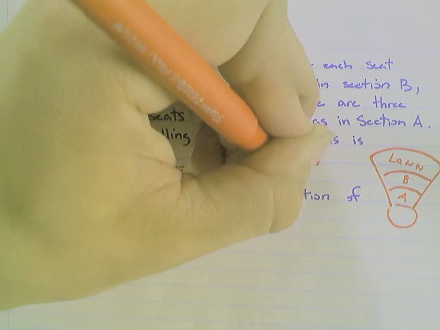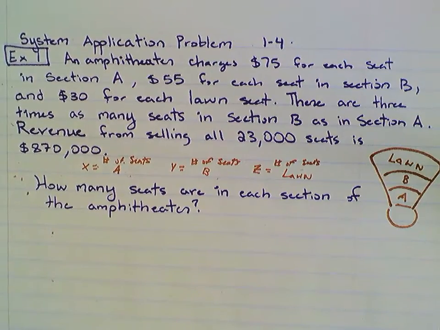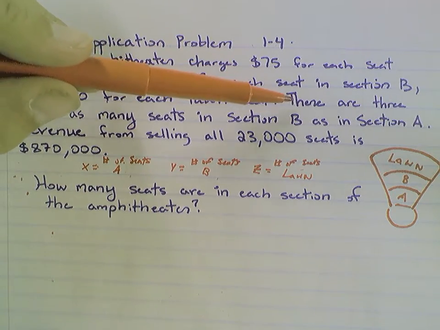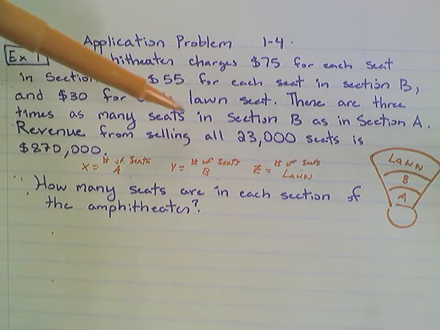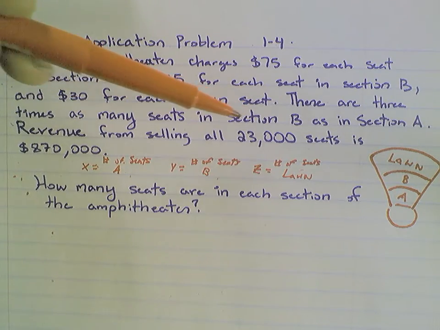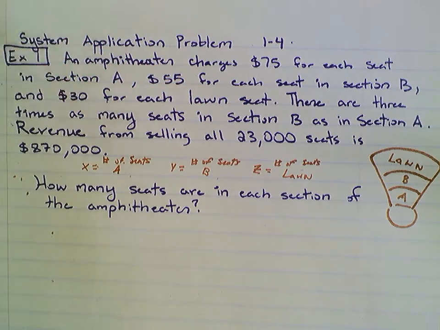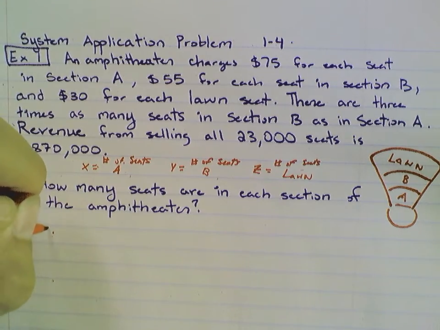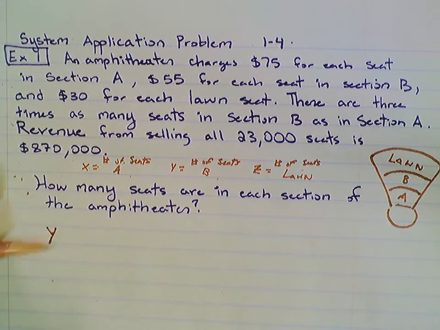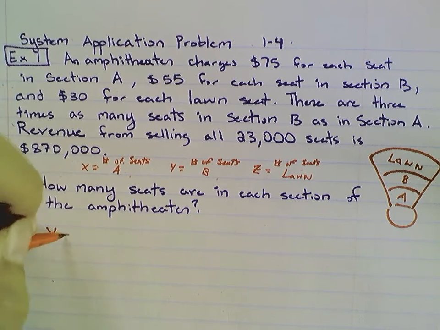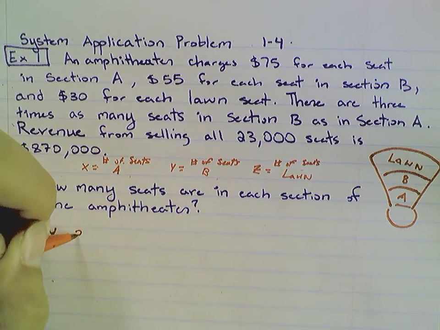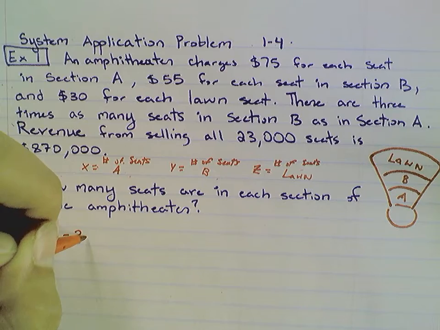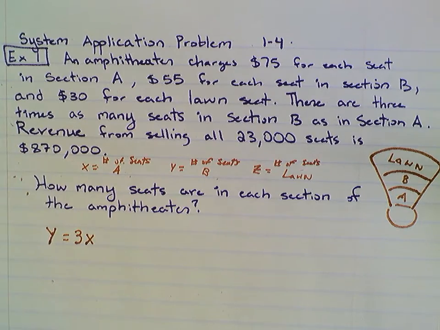Okay, so the easiest thing to do first is this: there are 3 times as many seats in section B as in section A. So if we think about that, Y, which is the number of seats in section B, has to be equal to 3 times the number of seats in section A. Okay, so that gives us an equation, a relationship between those two.